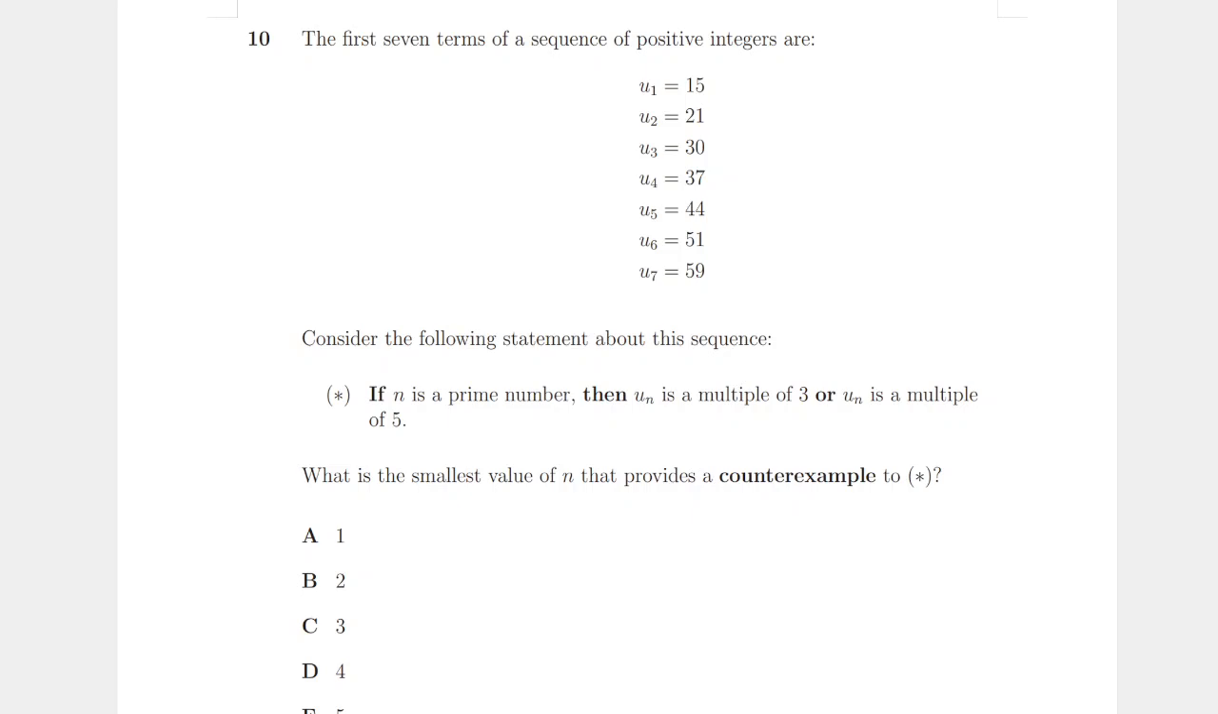All right, question 10. The first 7 terms of a sequence of positive integers are 15, 21, and so on. Some random numbers, it seems like. Is there any pattern? Maybe there is. So you add 6, add 9, and then add 7. Okay, seems like it's pretty random.